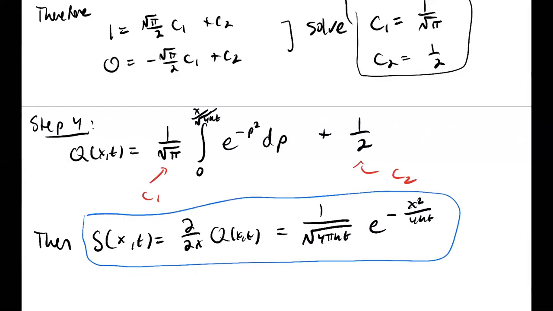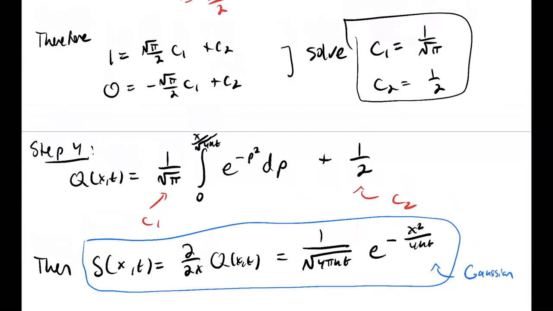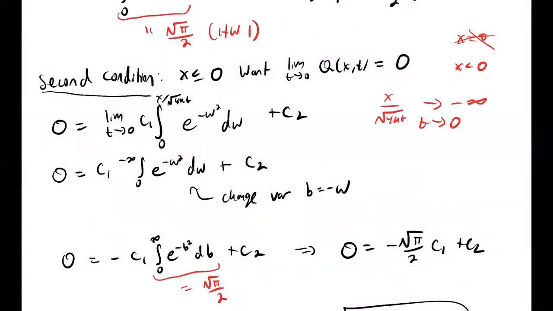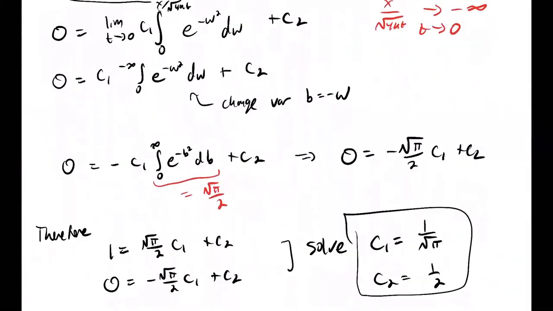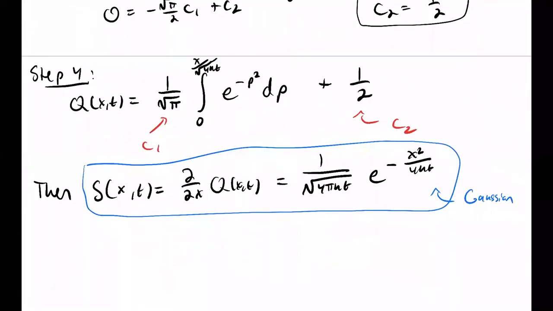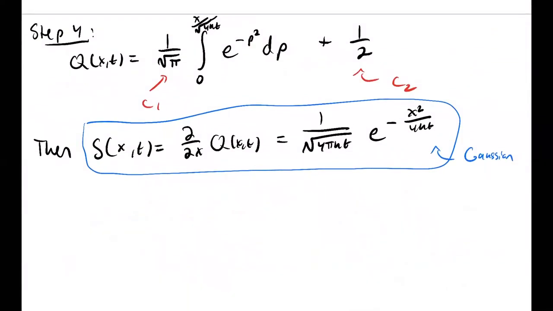And so this is what's called a Gaussian. The reason that the integral from homework 1 that we saw up here is called the Gaussian integral is because this function that you're integrating is called a Gaussian, named after the mathematician Gauss. Okay, and so what have we done? We've proved the following theorem.